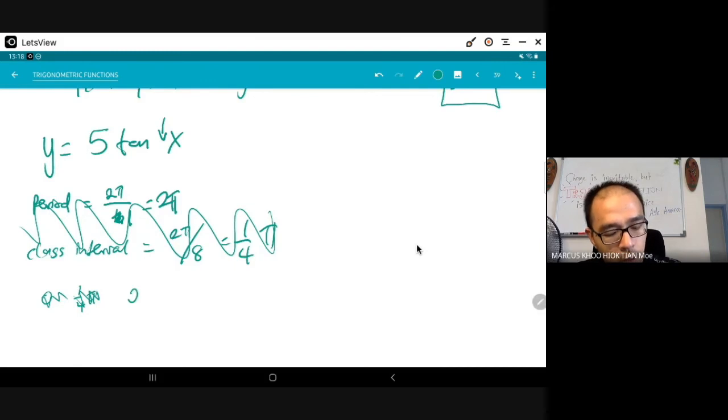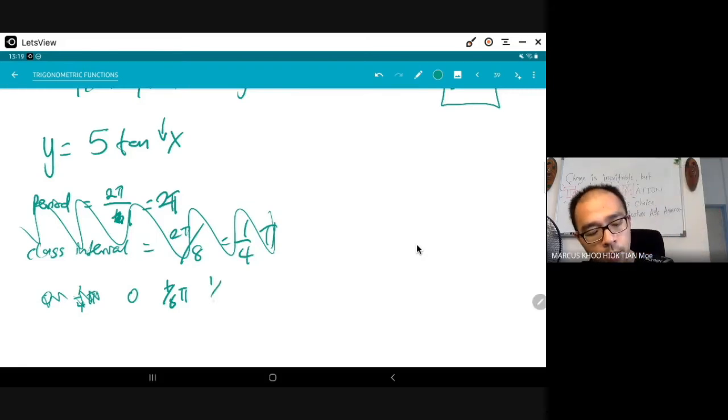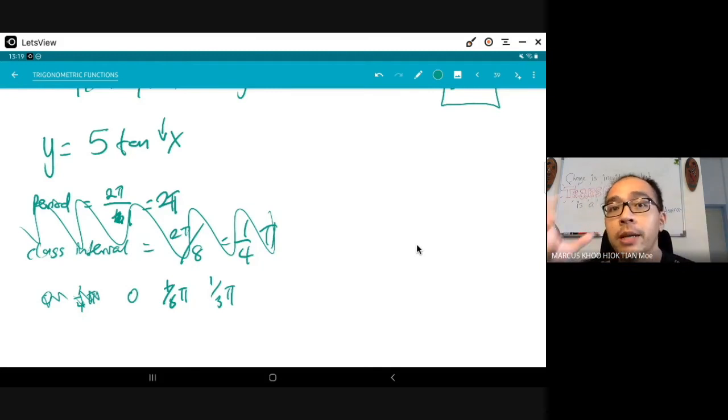Okay, so we use 0. 1 over 6 pi, and then you add another 1 over 6 pi to it. So 1 over 6 plus 1 over 6. Okay, 1 over 6 plus 1 over 6 will give you 1 over 3 pi. 1 over 3 pi, and then this one. So the problem with this question is there are actually more than one way to make the table. But the point about making the table is so that we can have enough points to show us the pattern of the graph.